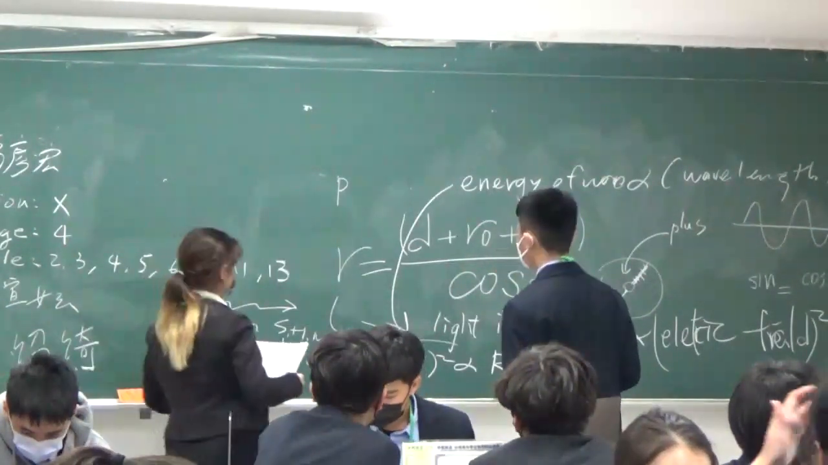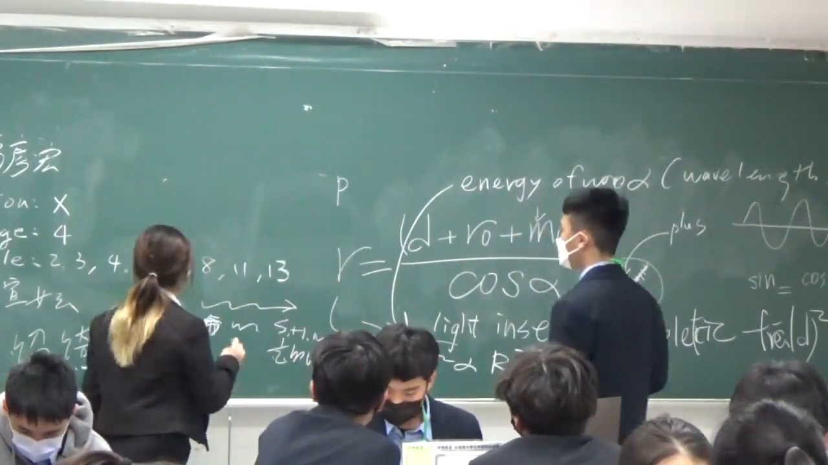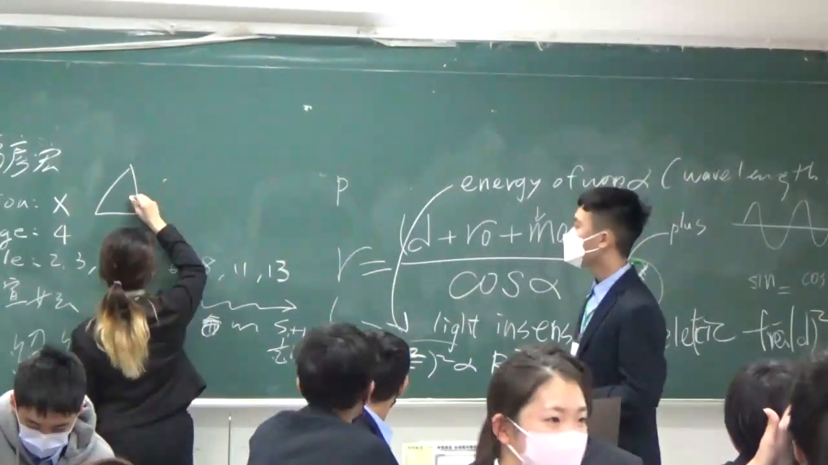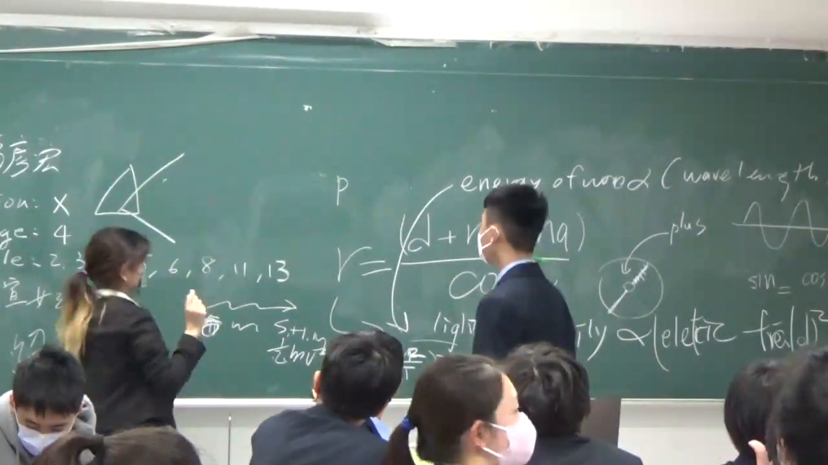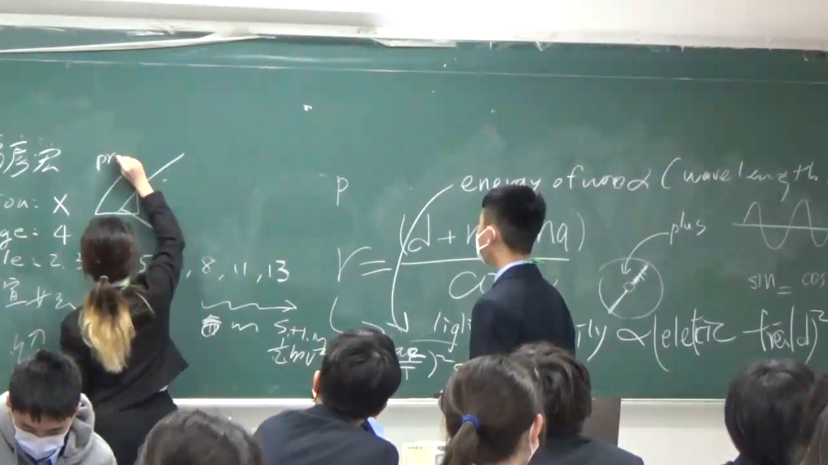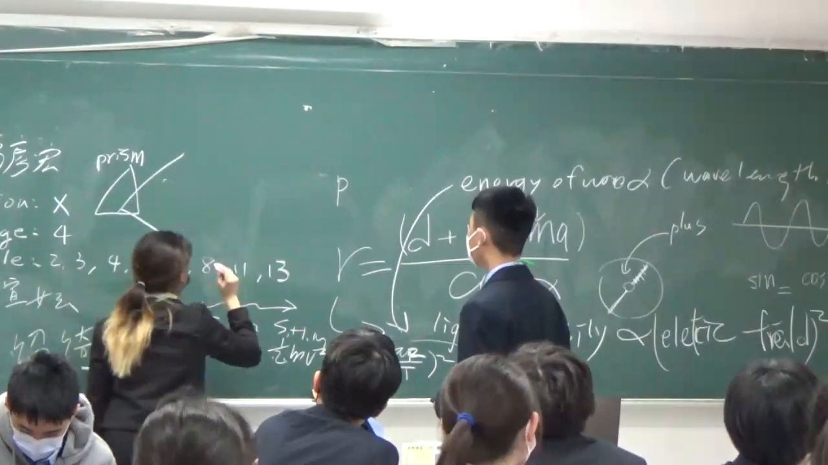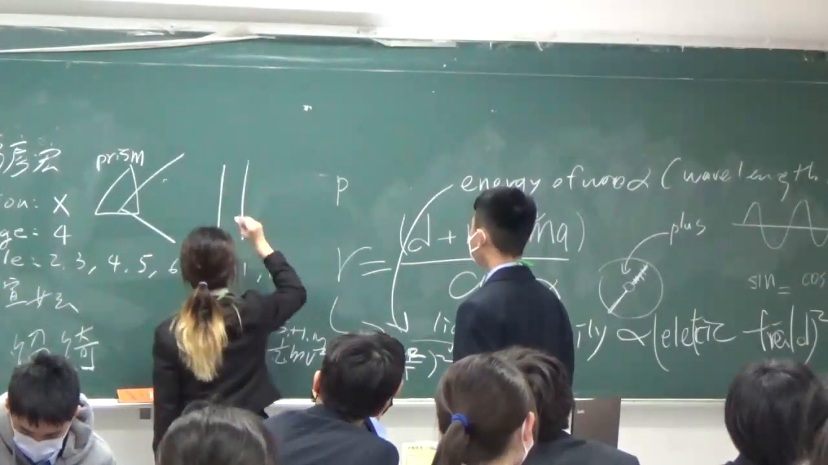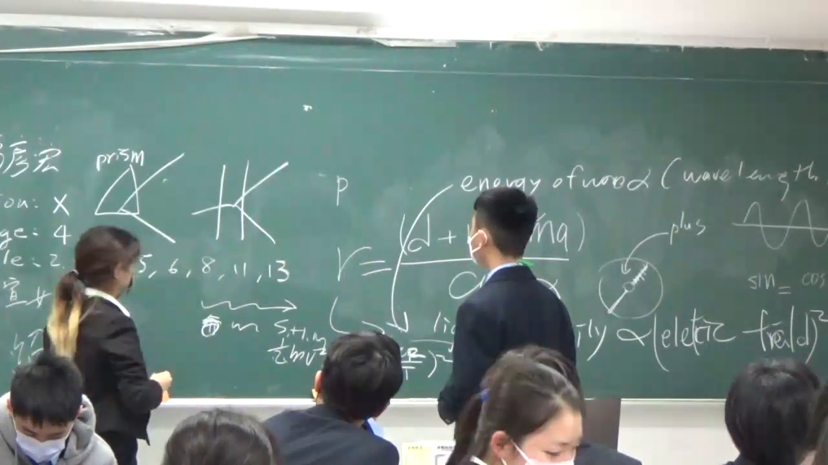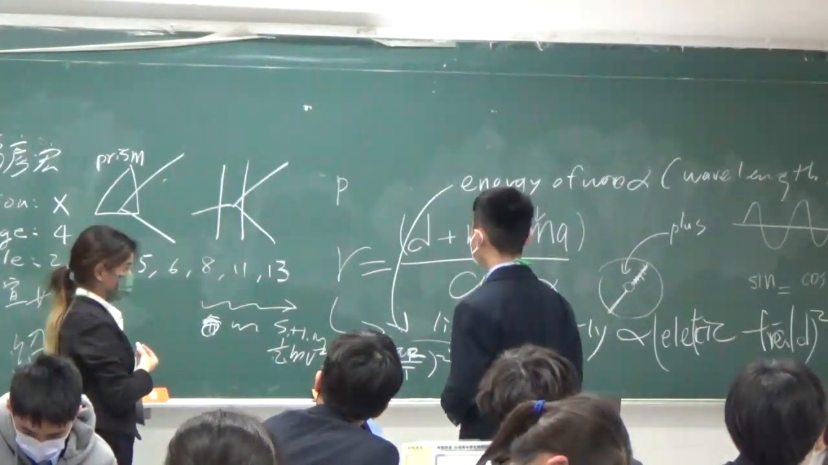Okay, now let's go to the next section. As I mentioned before, the triangle prism also separates the light into a rainbow. And the diffraction grating also separates light. Yeah, but they are different, so I'm going to explain the difference.